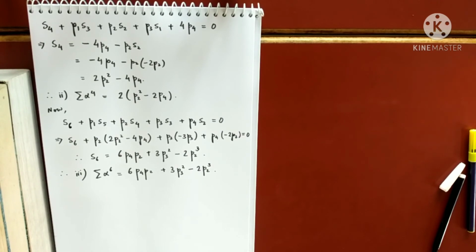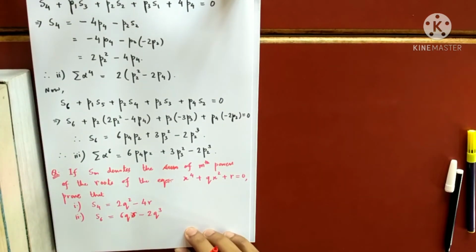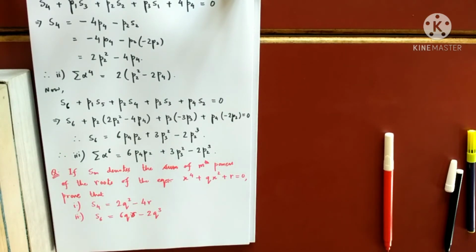Let me write the question. So what is the question? If Sm denotes the sum of the mth powers of the roots of this equation, prove that S4 is 2q square minus 4r and S6 is what? 6qr minus 2q cube. So here if you see, P1 is 0, you just compare with the standard form, okay? P1 is 0, P2 is q, P3 is 0, P4 is r. And then you apply Newton's theorem. Understood? Can you do this question for me?